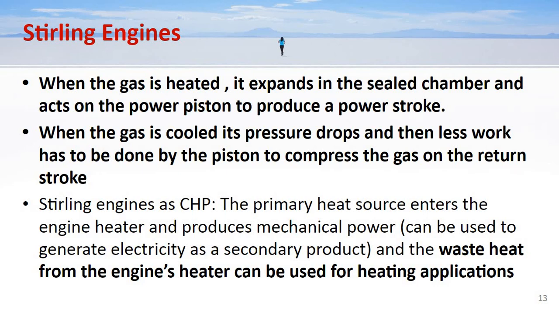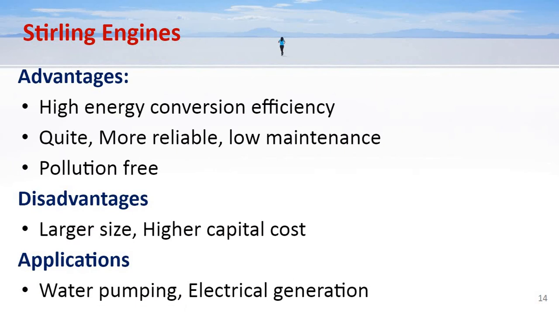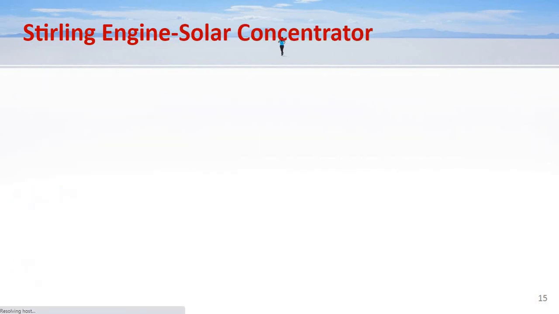Stirling engine as CHP. The primary heat source enters the engine heater and produces mechanical power. The waste heat from the engine's heater can be used for heating application. The advantages of Stirling engines are high energy conversion efficiency, and their operation is very quiet, highly reliable, low maintenance, pollution free. The disadvantages are the higher capital cost and the size. Typically they are used for water pumping and electrical generation.